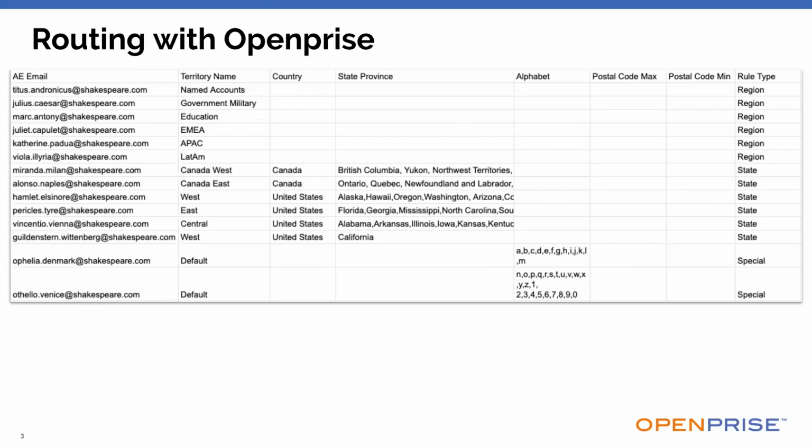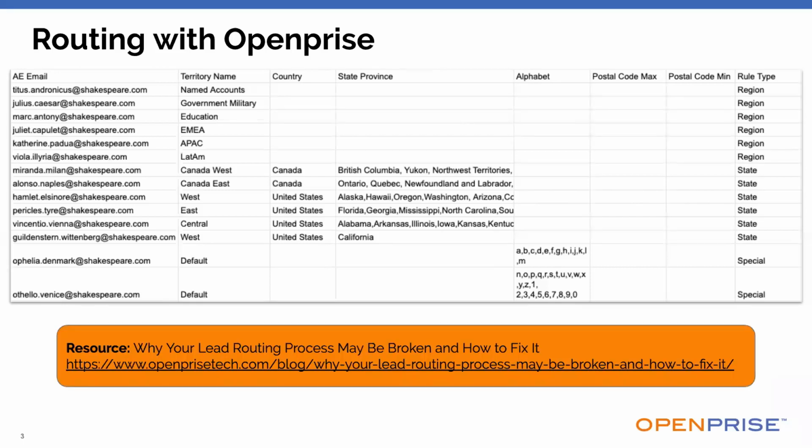While you're not likely to assign based on first character of company name, as shown here using alphabet, this is just an example of how flexible you can be. In the scenario for this table, the head of sales already told us that she planned to split up some states using postal code ranges to assign leads, so we included those columns in advance. For more on lead routing, read the blog, Why Your Lead Routing Process May Be Broken and How to Fix It.